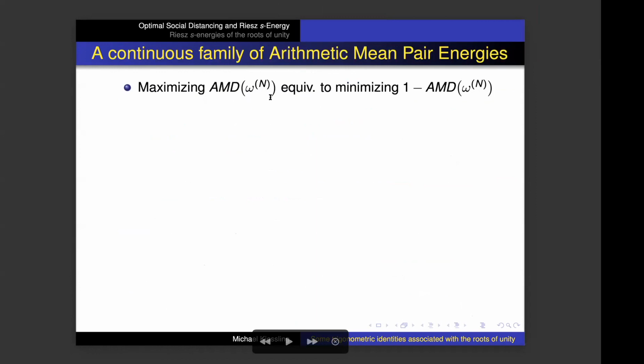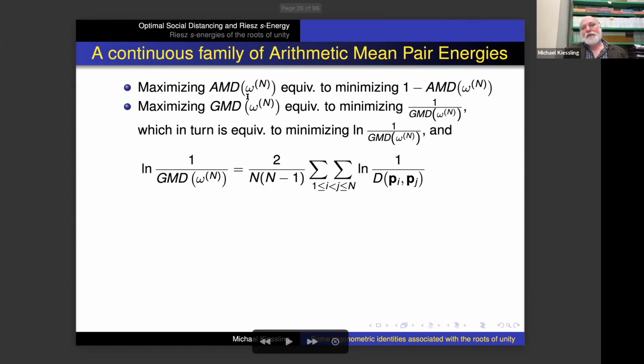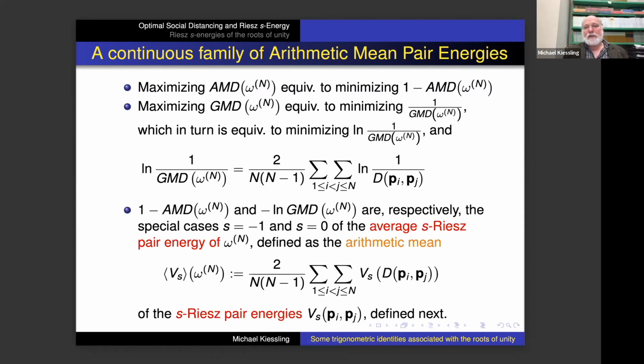Maximizing arithmetic mean distance, of course, is the same thing as minimizing 1 minus it. That's not a big surprise, and that's already in the form of an arithmetic mean. But maximizing geometric mean is equivalent to minimizing 1 over it, and then you take the logarithm. The log of a product is the sum of logarithms, and so now you have an arithmetic mean of the logarithm of 1 over the Euclidean pair distances. And indeed, these are just two special cases of a whole parameter family, indexed by the parameter S, the so-called Riesz parameter, named after Marcel Riesz.